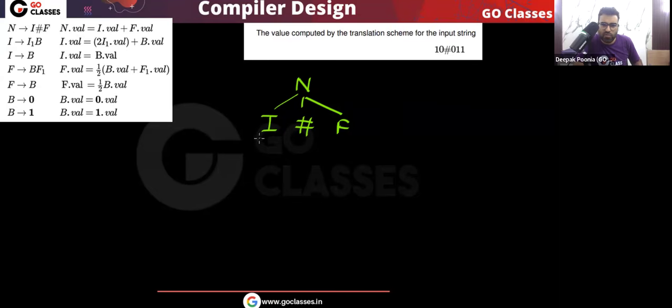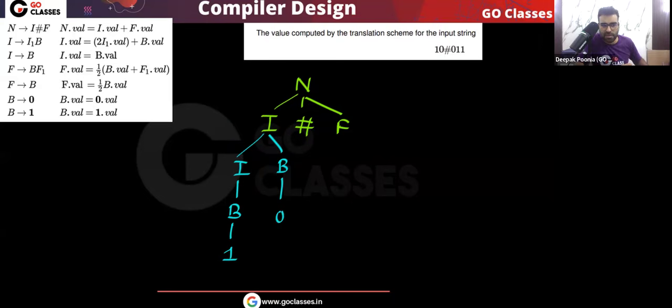So where will this I go? I want 10 here. If I goes to B, then B will go to 0 or 1. Since I want 10, I will go to IB. This B will give me one digit, either 0 or 1, and from here also I need one digit, because to the left of hash I need only 10. So this I will go to B and this B will go to 1, and this B will go to 0.